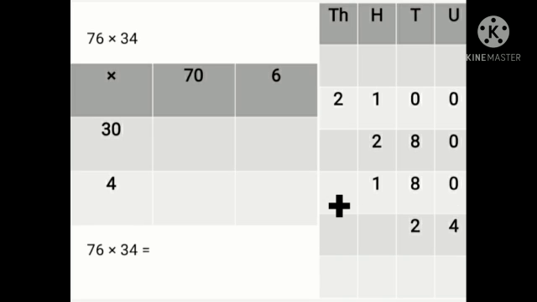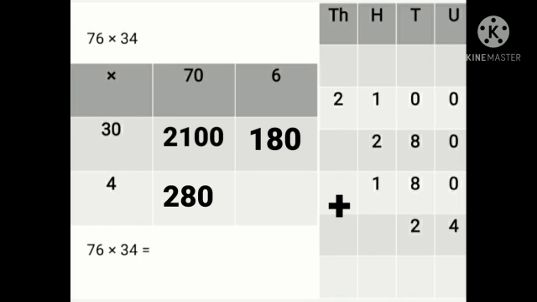76 multiplied by 34. So here 76 we have written the expanded form, that is 70 plus 6. 34's expanded form is 30 plus 4. So now 30 multiplied by 70, the answer is 2100. 30 multiplied by 6, the answer is 180. 4 multiplied by 70, the answer is 280. And 4 multiplied by 6, the answer is 24.